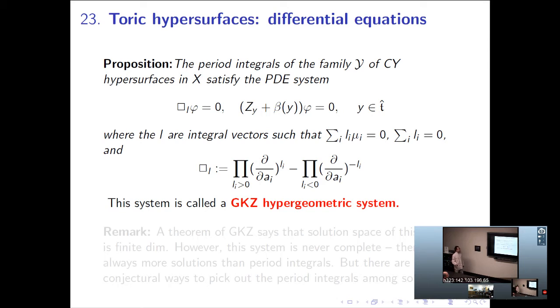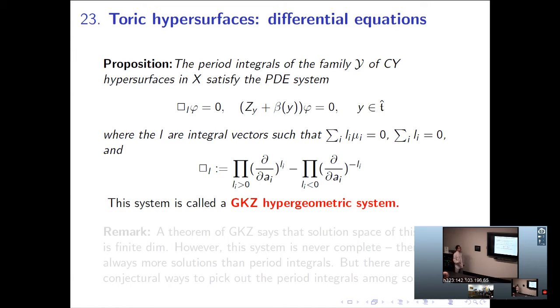So it is well known that the period integrals of such a family in a toric ambient space satisfy a particular PDE system called the GKZ hypergeometric system. This is Gelfand, Kapranov, and Zelevinsky. And this system is defined by two groups of operators. The first group is called the box operator. And this box operator is defined explicitly as this. So whenever you have an integral relation between the exponents mu I, then you have such a box operator.